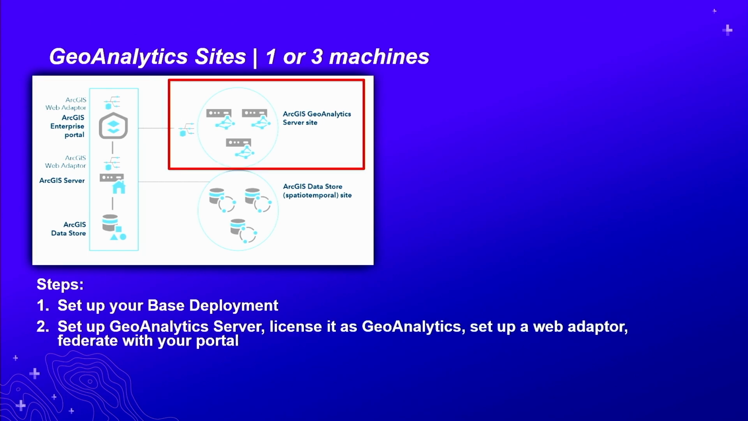When you are installing GeoAnalytics Server, it is just an ArcGIS Server install. There is nothing special until you say, I'm going to license it as a GeoAnalytics Server license instead of a GIS license. You set up the web adapter and then you federate it with your portal. So everything in step 2 is the exact same as what you would do with your initial GIS server, except the license file is different.